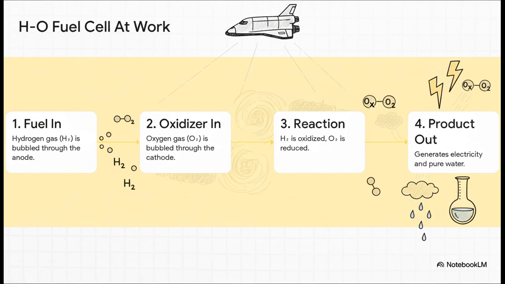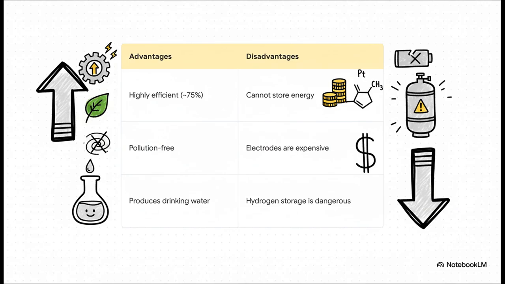Pretty cool, huh? The big takeaway here is really a story of incredible promise versus some massive challenges. The promise? Super high efficiency, we're talking around 75%, and absolutely zero pollution. But the challenges are huge. The catalyst you need are often very expensive metals like platinum, and figuring out how to safely store explosive hydrogen gas on board a car is still a major engineering hurdle.